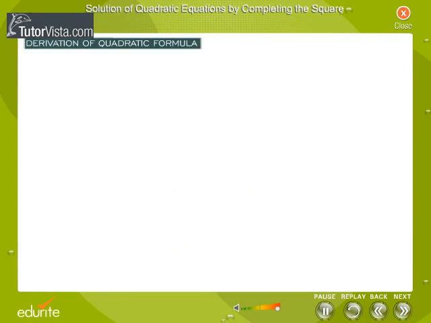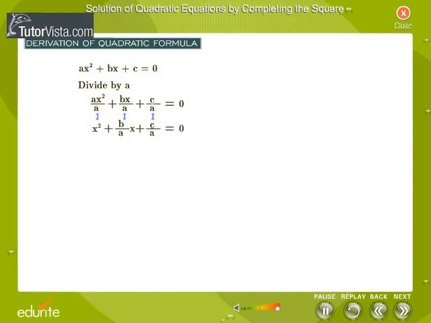Let's take the general form of a quadratic equation, ax squared plus bx plus c is equal to 0. Observe the coefficient of x squared. Divide the equation by a, the coefficient of x squared. We get ax squared by a plus bx by a plus c by a is equal to 0. Simplify the first term and transpose the constant term to the other side. We get x squared plus b by a into x is equal to minus c by a.